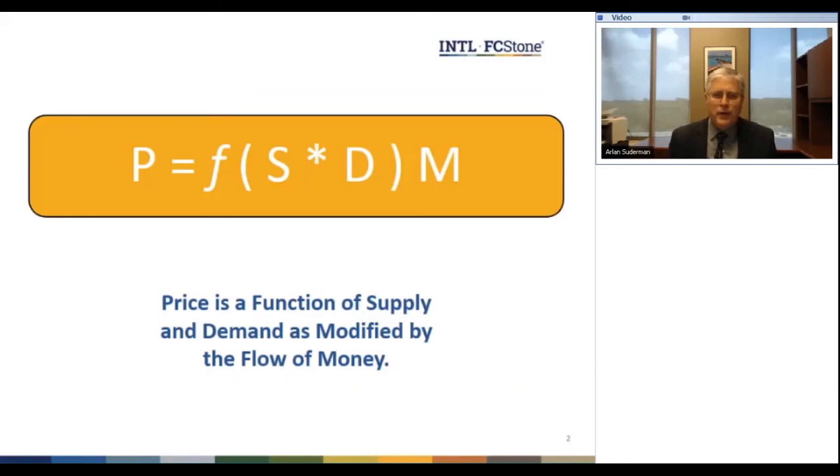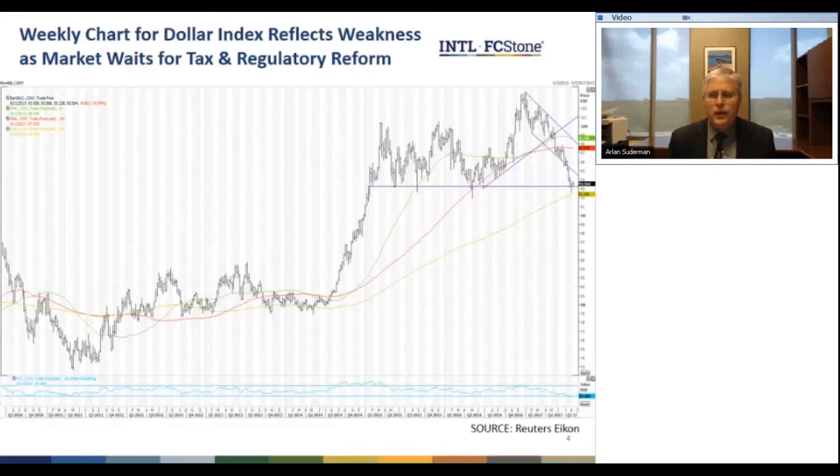First of all, though, I do want to talk about the broader markets and the money flow and the impact of that, because I think in the end that's going to play a factor in how we eventually end up responding to these crops. Price is still a function of supply and demand, but it's modified by the flow of money. And so we want to talk about the current conditions under which that money flow is viewing these supply and demand fundamentals.